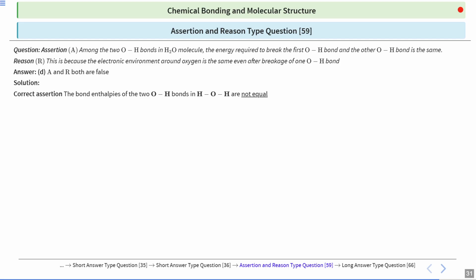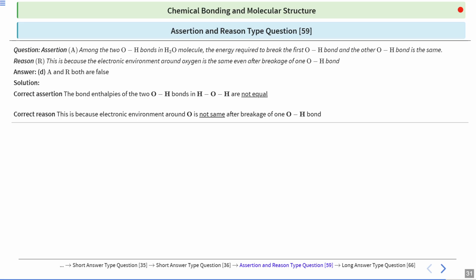Just think about it. It's very easy to identify. Try to break the bonds individually one by one, and you will clearly see why it is difficult to break the second OH bond. And the reason should be like this: because the oxygen has a different environment. Once you break the first bond, you see a different environment for the breaking of the second OH bond, not the same environment. I guess this point is clear to you.